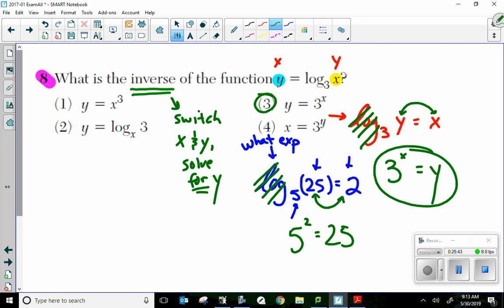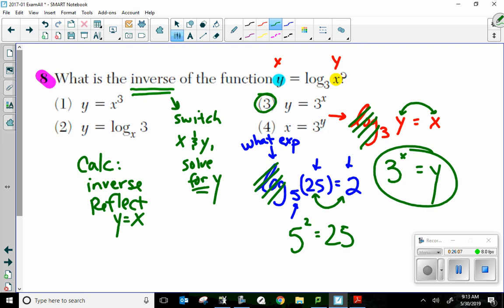Now, you had told me, or you're probably asking me because I told you, you can do this in the calculator. So you're saying, Visca, how do we do this in the calculator? In the calculator, on the graph, when you have an inverse, it's like a reflection over the line y equals x.